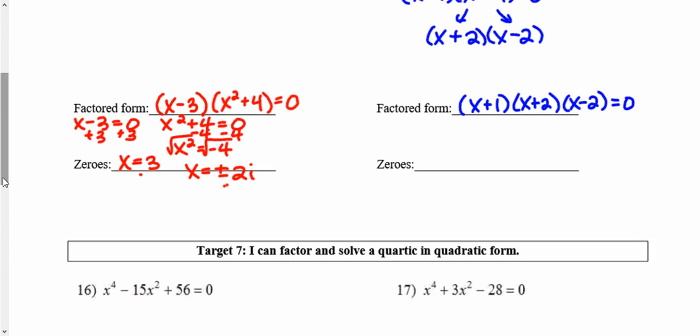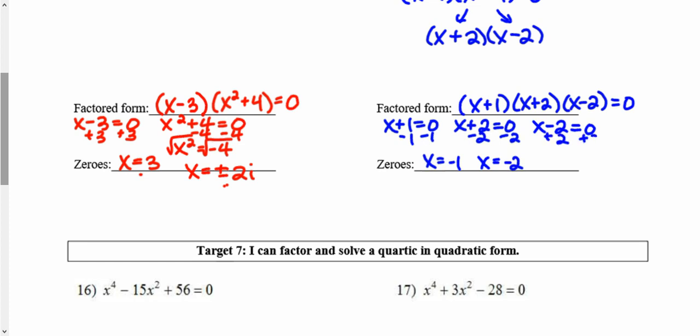And now I'm going to set these equal to 0 and solve. So x plus 1 equals 0, x plus 2 equals 0, and x minus 2 equals 0. So subtract 1, I get x equals negative 1. Subtract 2, I get x equals negative 2. And add 2, I get x equals positive 2. So I ended with 3 zeros, which is good because this was a degree 3 polynomial.